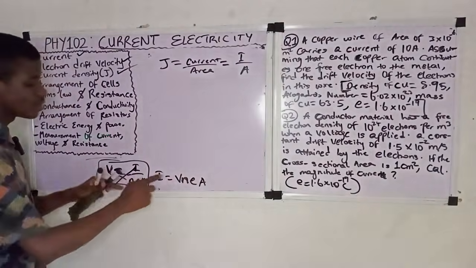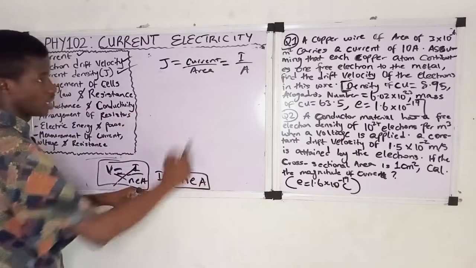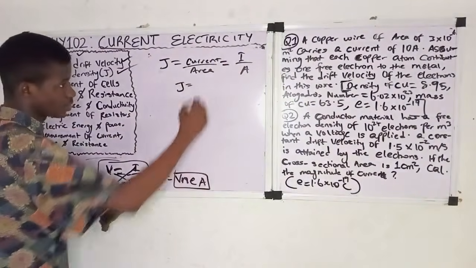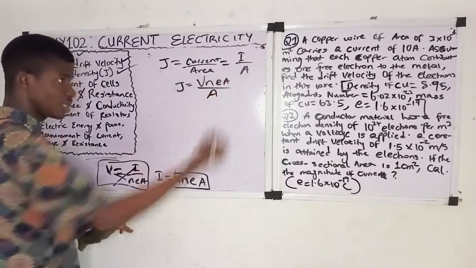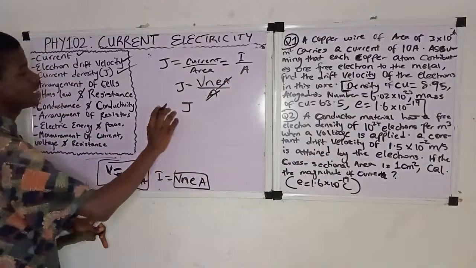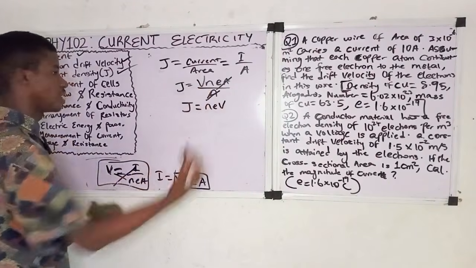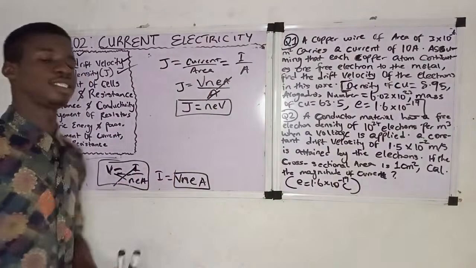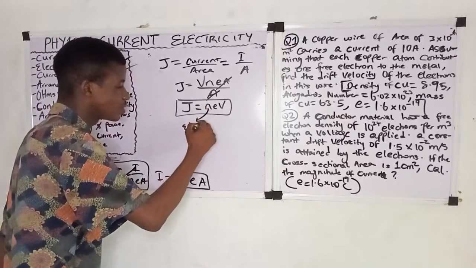So in place of I, we'll put these values here. J will be equal to what is I? I is V N E A, right? Then don't forget about this A. Where is common? A, divide this, cancel them. Therefore, current density is equal to V N E, or you can say N E V. So this is the formula to calculate current density. Remember, N is electron density.